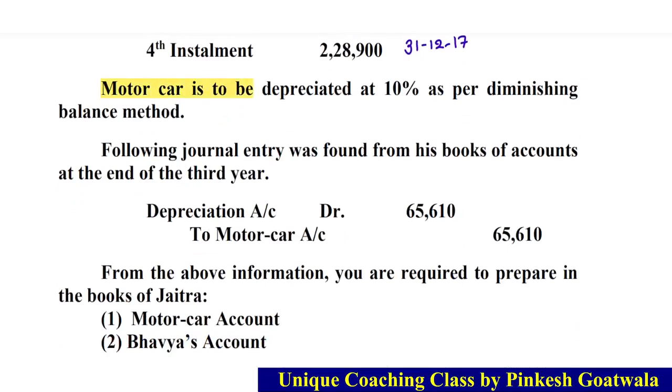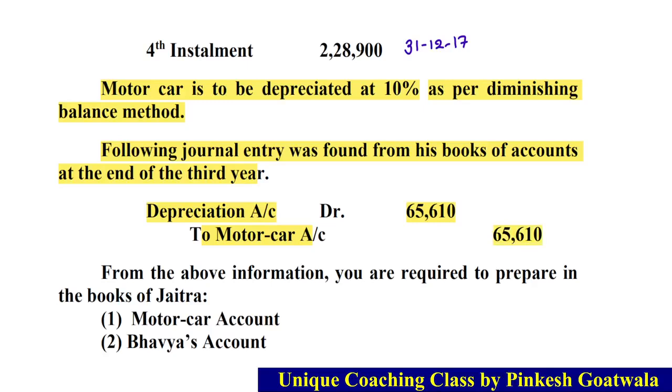Motor car is to be depreciated at 10% as per diminishing balance method. Okay, 10% diminishing balance એટલે કે ઘટતી જતી બાકી છે. બરાબર, 10% ડેપ્રી નો રેટ આપ્યું છે. Following journal entry was found from his book of accounts at the end of the third year. So here in the question they give a journal: depreciation to motor car 65,610. તમે જો એક જર્નલ પણ એ લોકોએ રેડીમેડ આપી છે, ઓકે, ક્વેશ્ચનમાં જ.